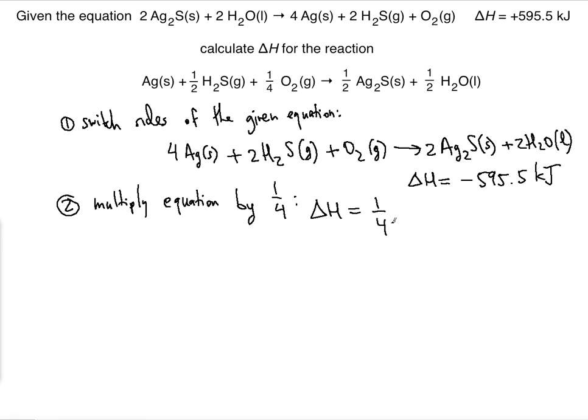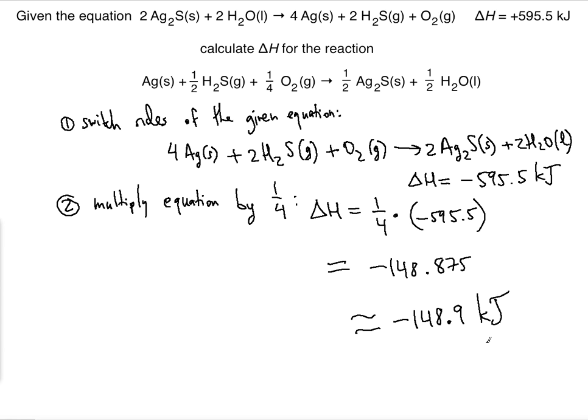So it's going to be 1/4 multiplied by the negative 595.5, which will give you, on your calculator, negative 148.875. However, be careful, because your original enthalpy change is given with 4 significant figures, so you need to round to the nearest tenth, because that will be 4 significant figures, right? So that's going to be what? Negative 148 point, the 7 pushes the 8 up, right? So it's going to be negative 148.9 kilojoules. There you go. You found the resultant enthalpy change.